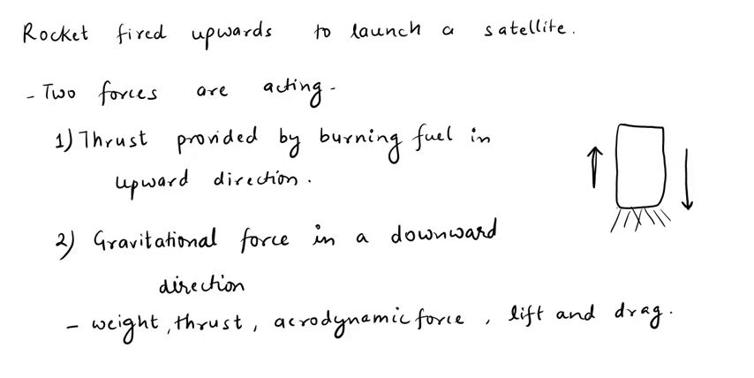The magnitude of this weight depends on the mass of all the parts of the rocket. So this weight depends on the mass of the rocket parts. Thrust depends on the fuel that is burning, and thrust normally acts in the upward direction. And this gravitational force, as I have told you, is acting in the downward direction. So these are the kinds of forces that are acting on the rocket when it is fired upward to launch a satellite.